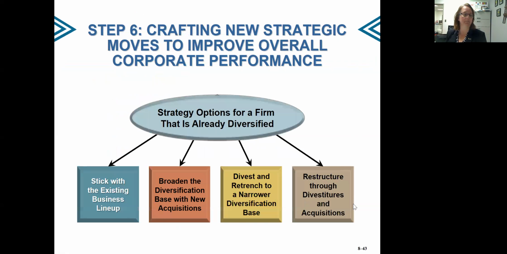Step 6. Crafting new strategic moves to improve overall corporate performance. So you can stick with the existing business lineup. You can broaden the diversification base with new acquisitions. You can divest and retrench to a narrower diversification base, or you can restructure through divestitures and acquisitions.